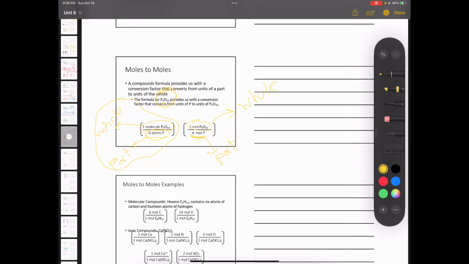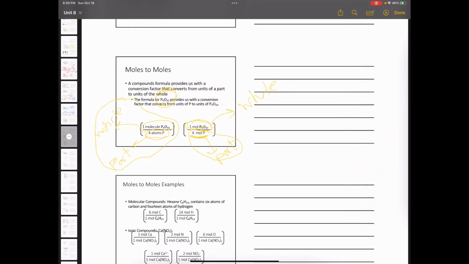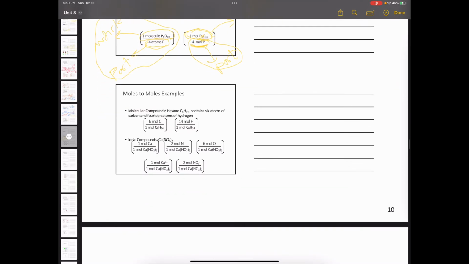In other words, if I start with an X amount of phosphorus, I can project how much of the end product I will have based on the relation of phosphorus within the phosphorus oxide, based on the subscript that I have here. So that essentially serves the purpose of converting between moles to moles within the same chemical formula. Let's look at a couple more examples.